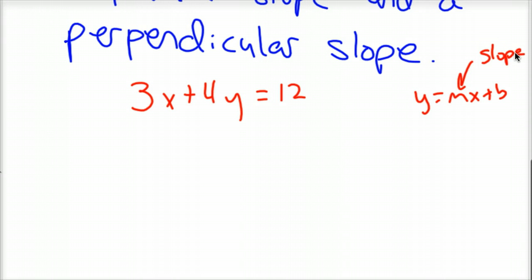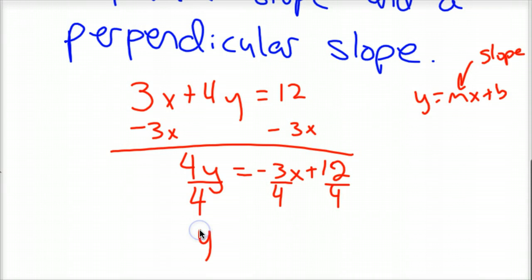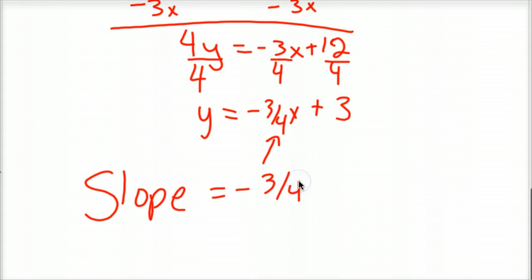So if you solve for y, I would subtract 3x. Hopefully you did that. And so 4y is equal to negative 3x plus 12. Then you've got 4 times y, so the opposite of that is to divide everything by 4. Whatever you do to one thing, you do to all. And so y is equal to negative 3/4 x plus 3. So that means my slope is negative 3/4. So the slope of that line is negative 3/4.